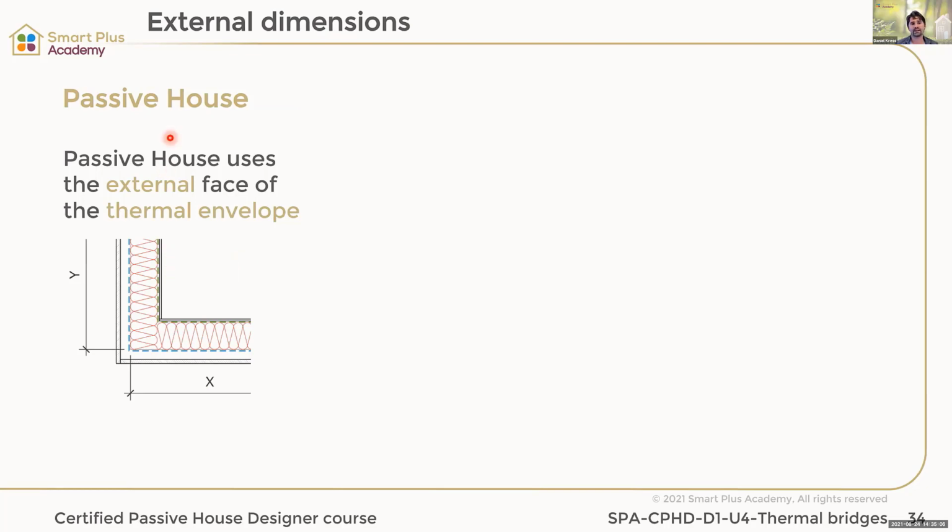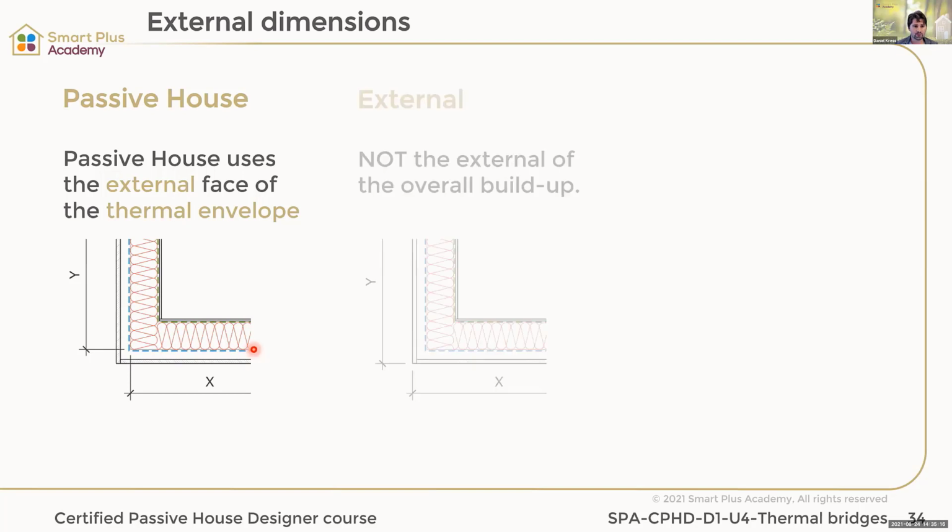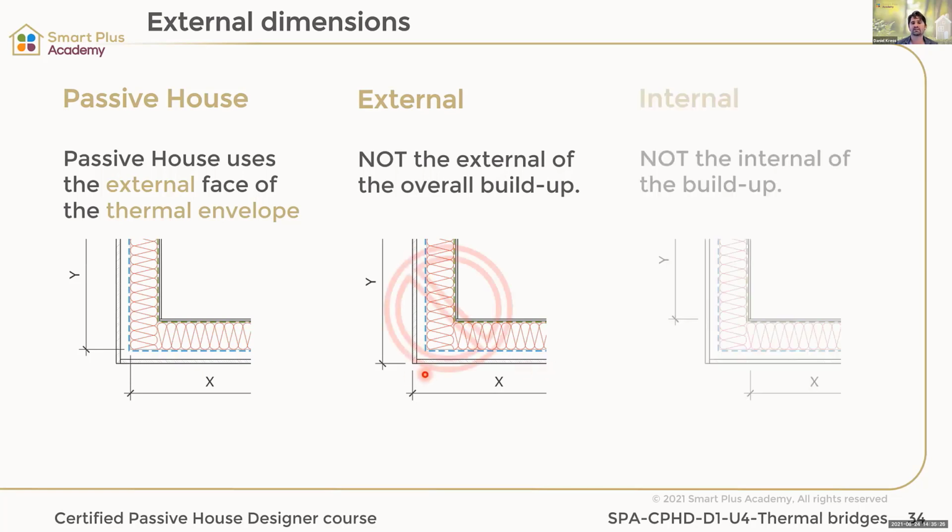So here, this is the way that Passive House is measuring the external dimensions of a thermal envelope. It goes through the thermal envelope. It's not using the external dimensions, where the external finish is included in the dimensions. That's not correct. That's not what Passive House is doing. And it's also not using internal dimensions.